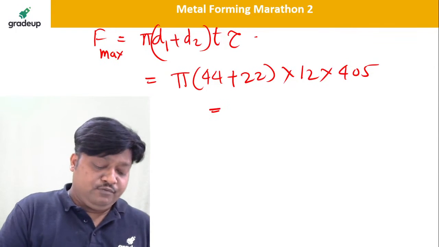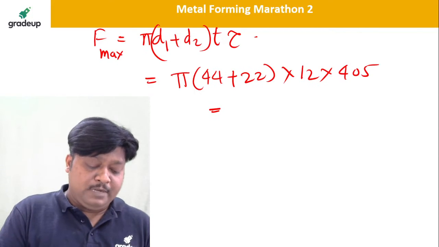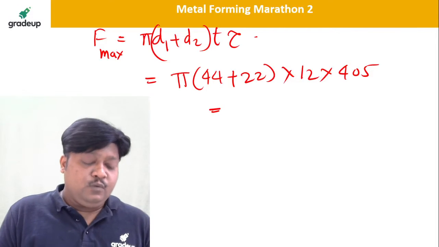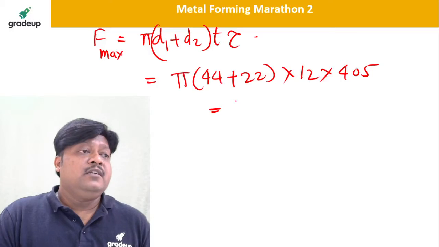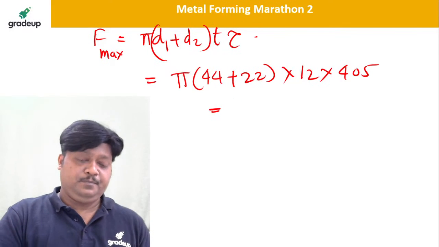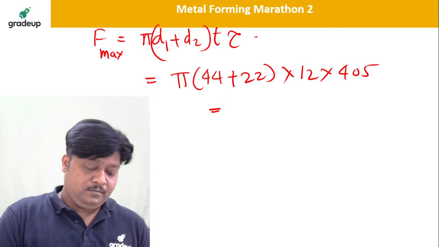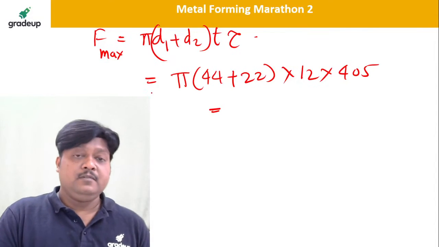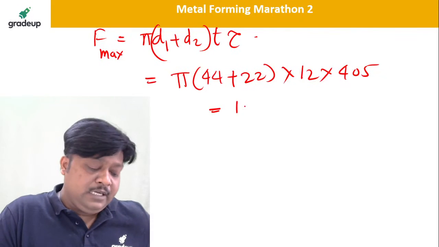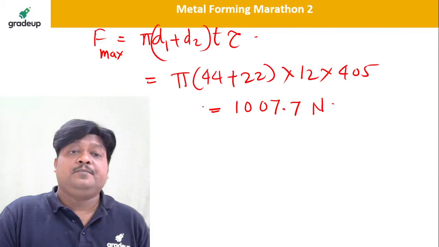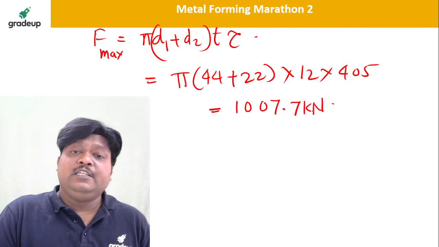Tell me, 44 plus 22 into pi into 12 into 405. How much? I am getting here 1007. Please tell me whether it is correct. It is 1007.7 kilonewton. This is F max.